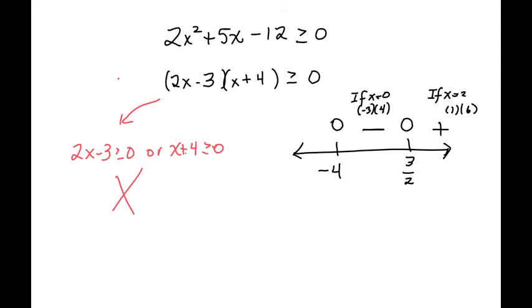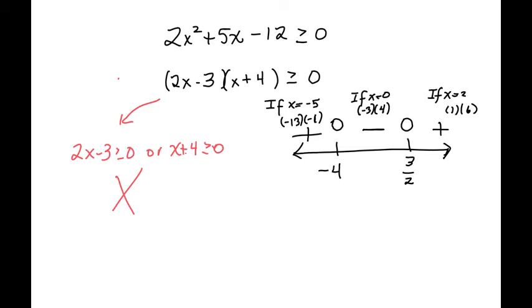And if I try a number less than negative 4, let's say if x is negative 5, that would give me negative 13 in the first one, and negative 1. They're both negative. That means when I multiply them, I get a positive. That's what I want.